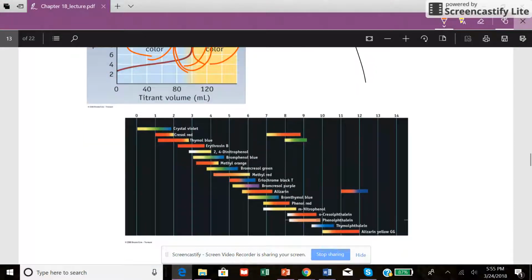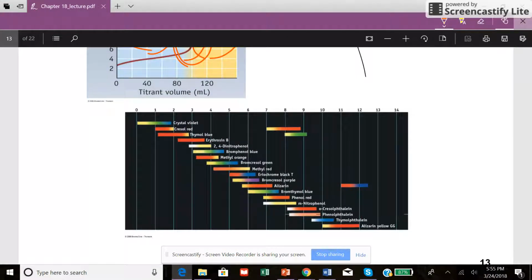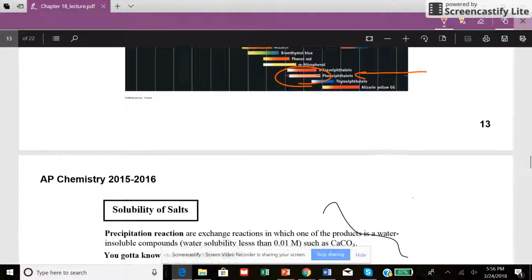And over here is a selection of different types of indicators that you can use at different pH ranges. It depends on what type of titration you're doing. So for phenolphthalein here, the pKa is around 9. And the one that we use is methyl red. Methyl red is over here. This is another one that we use. Okay, and that's it.